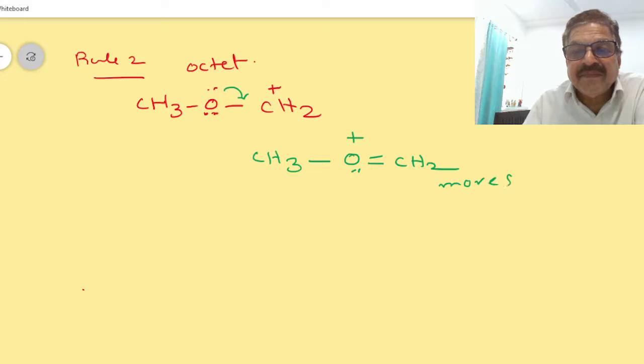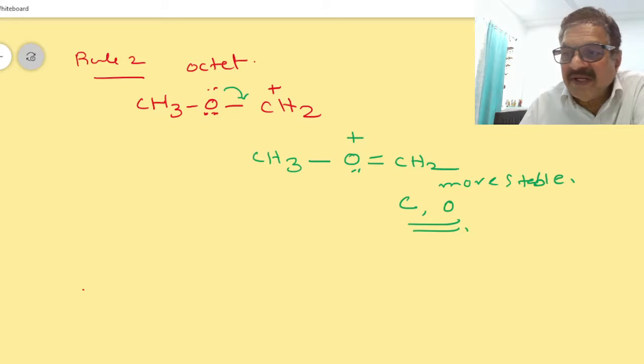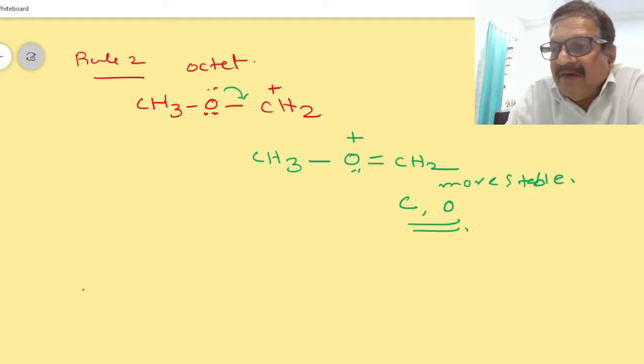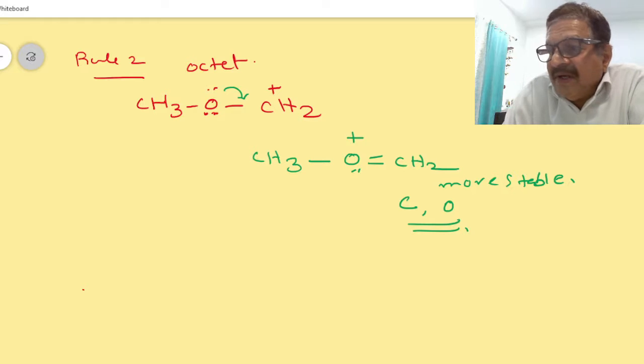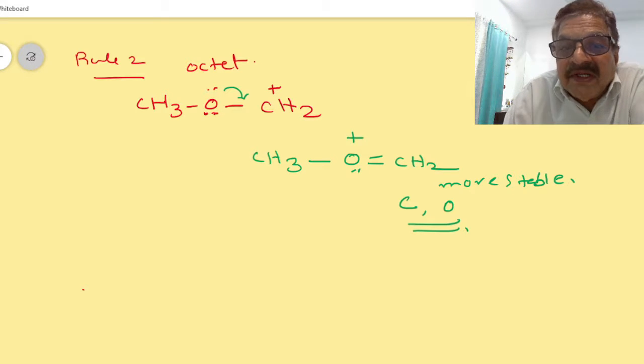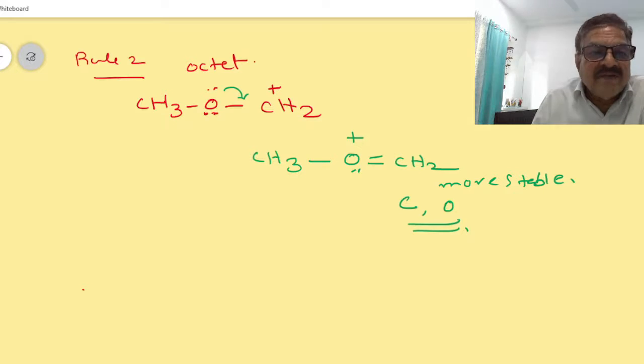Why? Because all second row elements, here the carbon and oxygen, have got an octet. Whereas in the first structure, the octet is not there. Therefore, a structure in which every atom has an octet will be more stable. All second row elements have got an octet in the second structure. Then the third one is very simple.